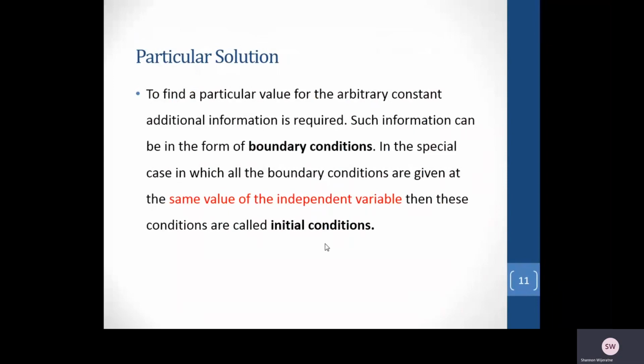If both conditions are given at the same value of x, it is called an initial condition. In common, we can call the conditions boundary conditions.